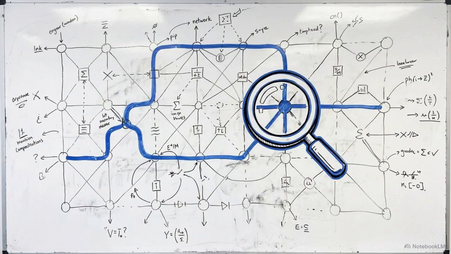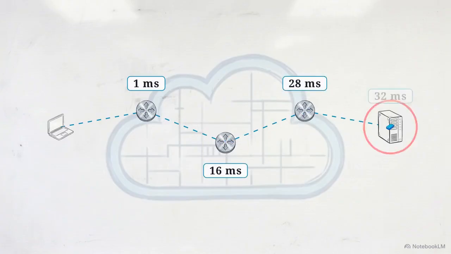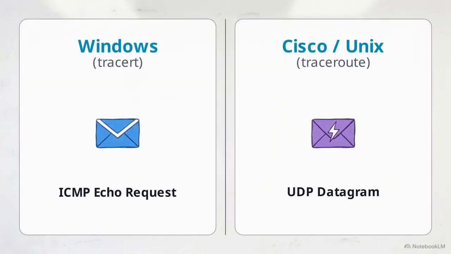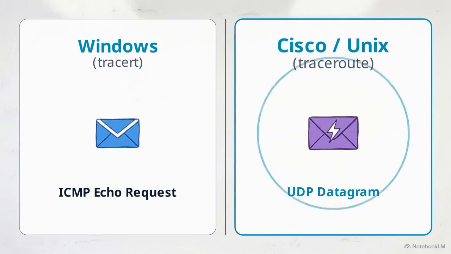To resolve Ping's spatial limitations, engineers must rely on path discovery using Traceroute. Instead of just testing the final destination, Traceroute intentionally maps the exact transit route, measuring the delay at every single hop along the path. This split-screen diagram illustrates how different operating systems execute this process. Windows utilizes ICMP messages, while Cisco and Unix systems utilize UDP datagrams.